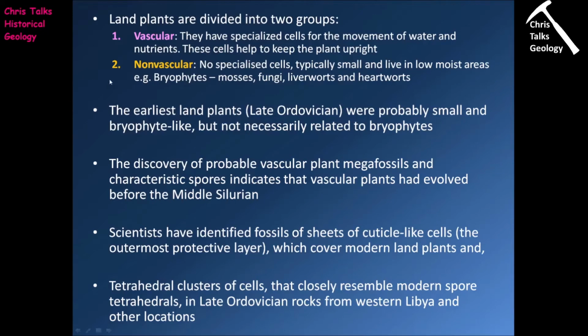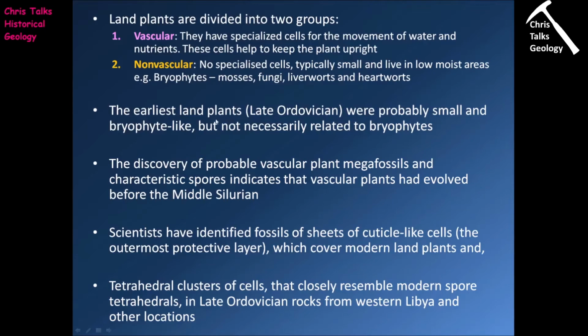The other type of land plants are the non-vascular plants, and these plants have no specialized cells. They're typically small and they live in moist areas. So a classic example would be organisms like bryophytes, so mosses, liverworts and hornworts. So, these are the kind of plants that you see essentially stuck onto rocks. Very, very thin, and they have a wide surface area in general.